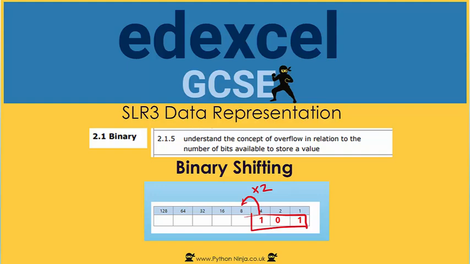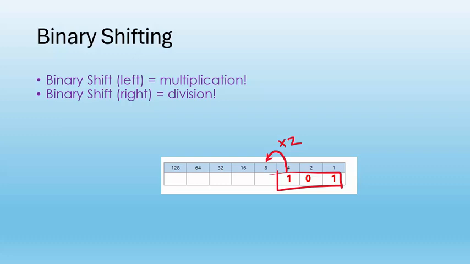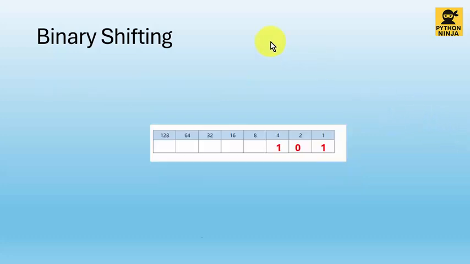Okay, so let's look at binary shifting. Later we'll look at arithmetic shifting, but right now we are looking at binary shifting, and you can shift left to multiply and you can shift right to divide. So let's look at this binary number here.